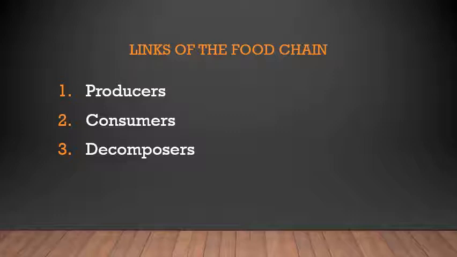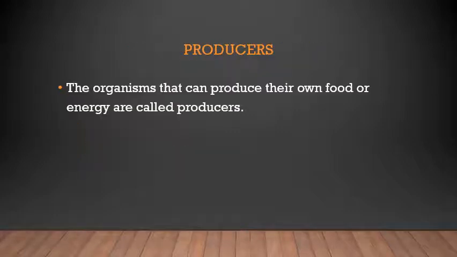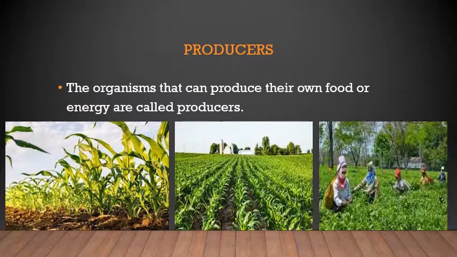The first ones, these three are simple and easy: producers, consumers and decomposers. Now, beginning with producers. Producers are the organisms that can produce their own food or energy. Who are the usual producers? They are the plants, right? Plants are our producers in our ecosystem. They are not dependent on any other organisms for food. All plants are producers.